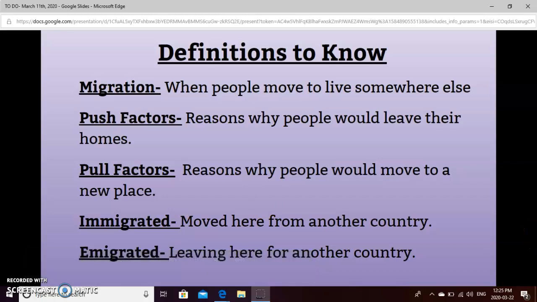So as we discussed the other day in social studies, oftentimes people will migrate or leave a country and move to another country. This is called migration. And as we discussed in class, there are many reasons why someone may choose to migrate. And these are called push factors. As we had previously discussed, some push factors might be economic reasons.